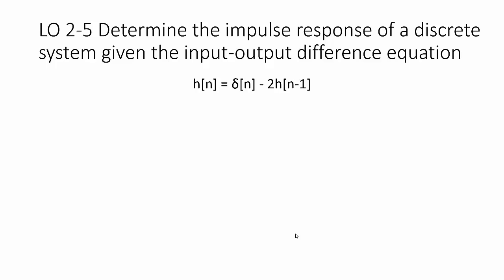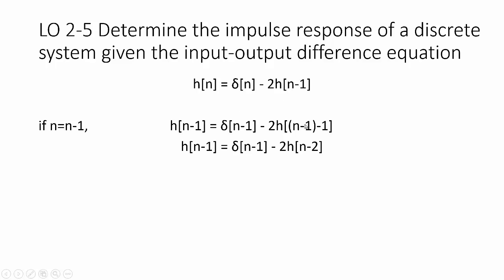If we know that h of n is delta of n minus 2h of n minus 1, we can make the substitution n equals n minus 1. That n becomes n minus 1. That n becomes n minus 1. That n becomes n minus 1. And therefore, this term simplifies to n minus 2. We now know what h of n minus 1 is in terms of delta of n minus 1 and h of n minus 2. We can substitute this h of n minus 1 into this first equation.